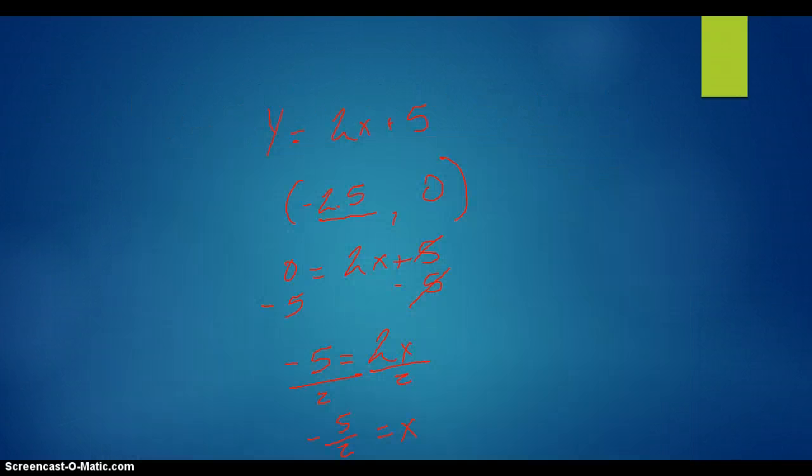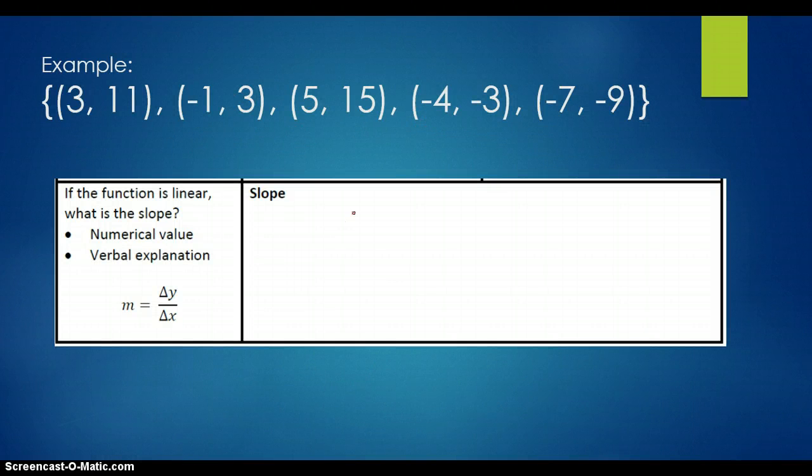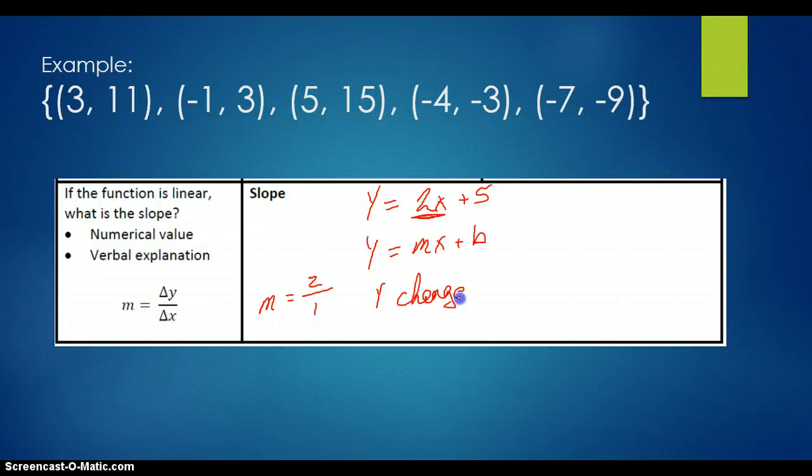Moving on. The only thing we have left is the slope. And we know that this is in slope-intercept form, and that 2 is our slope. I like to write it as a fraction because it's more descriptive. So we've got m equals 2 over 1, which is the change in y over the change in x. So y increases. I like that better.